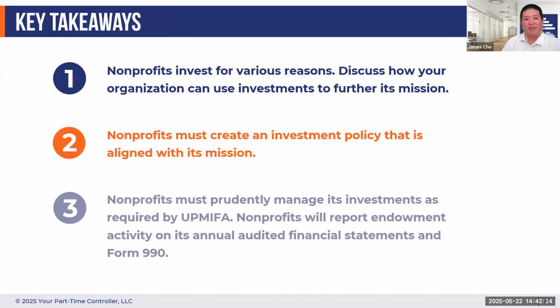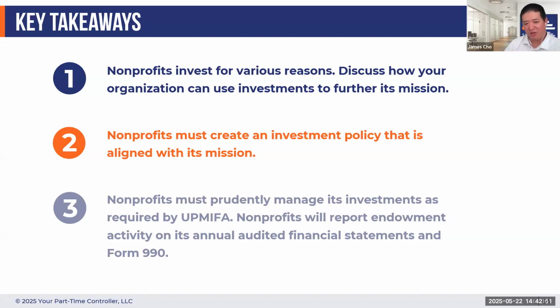So key takeaways. Number one, nonprofits invest for various reasons. We went over 4 examples today. Typically a nonprofit would get a donation of some sort, like an endowment, and that puts them in scramble mode. So that's one of the reasons why nonprofits invest.